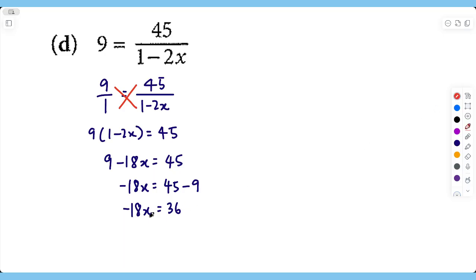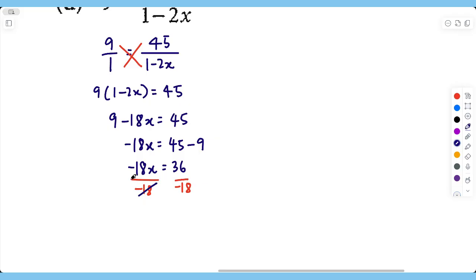Dividing both sides by negative 18. We can cancel out negative 18 for the numerator and denominator to make x alone, and this gives us negative 2.